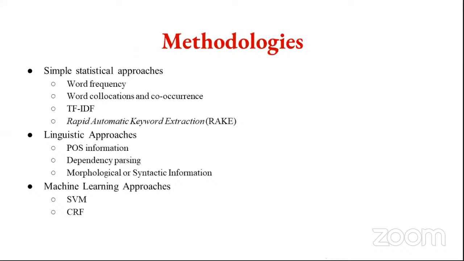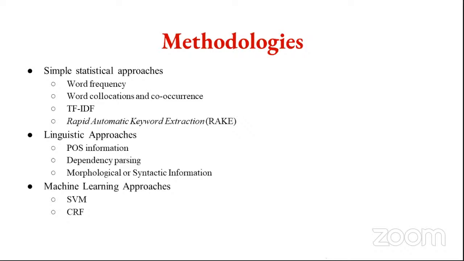So there are several methodologies for the keyword extraction. One is called the statistical approaches, which is based on the word frequency. So you can calculate the TF-IDF vectors. You know, TF means the term frequency and IDF is the inverse document frequency. So based on the term frequency and the inverse document frequency, we can easily calculate whether a word is important or not.